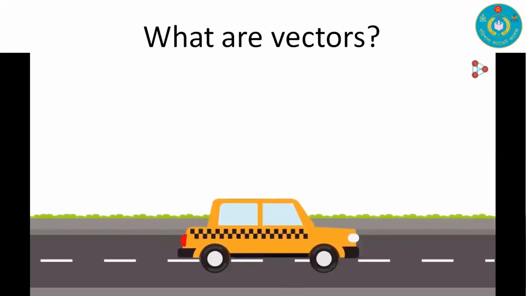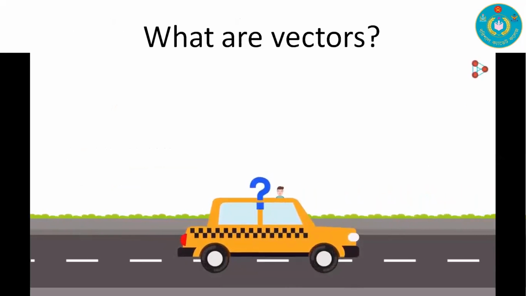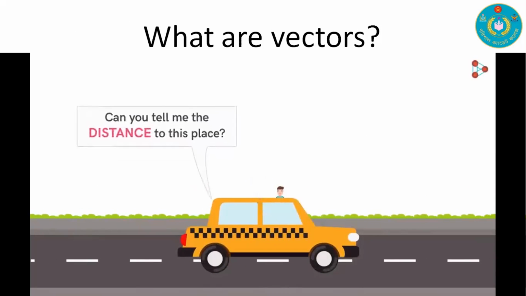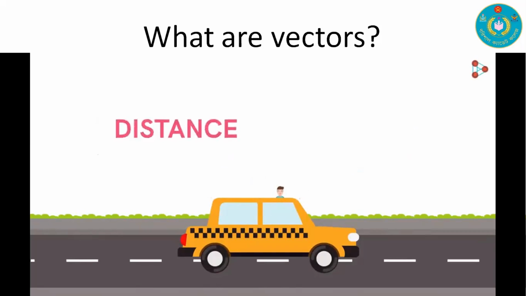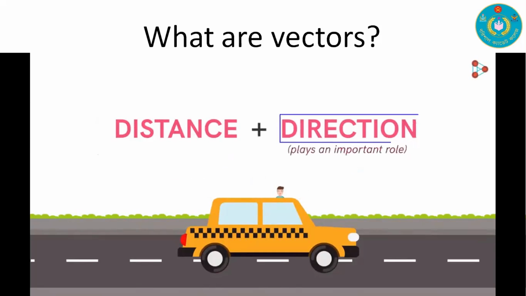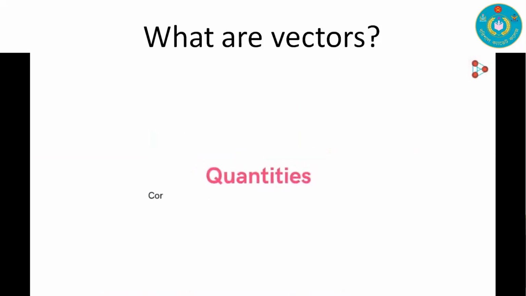What are vectors? Okay, if you want to reach a place with the help of a person, you can ask him, can you tell me the distance to this place? Or you can ask him, can you tell me the direction to this place? Which question is more preferable? Of course, the second one. If you want to reach this place, you have to know the direction and the distance. Without any of the information, you cannot reach this place.